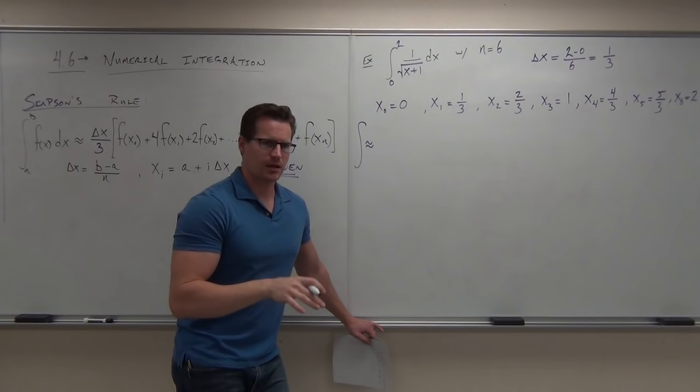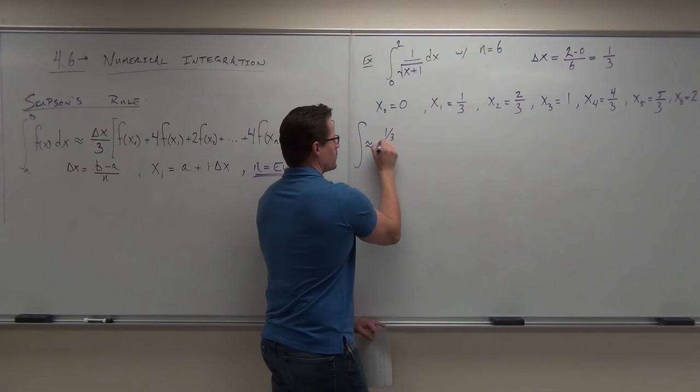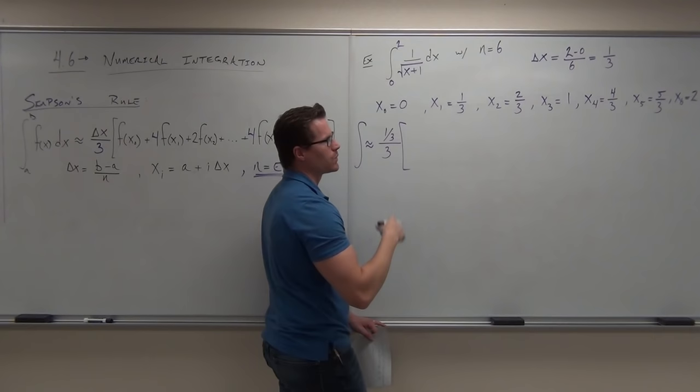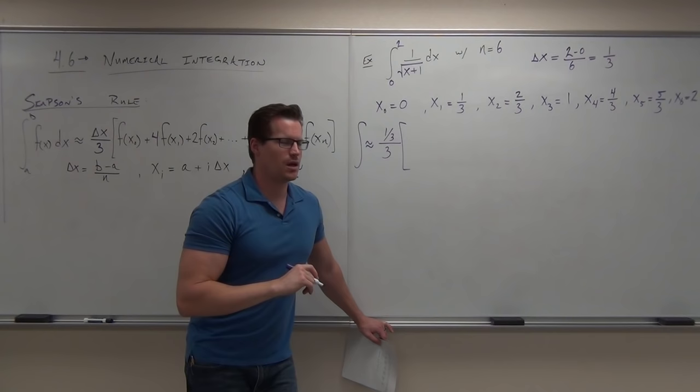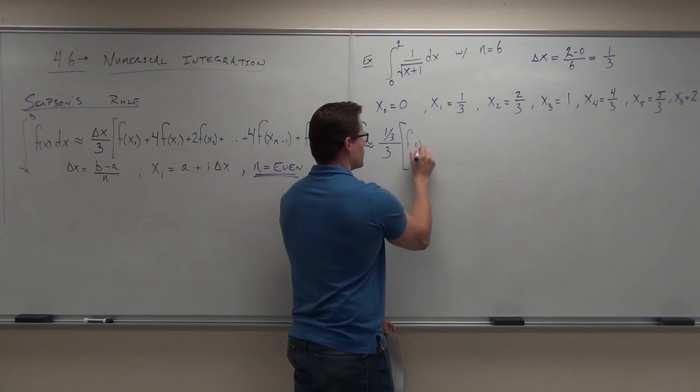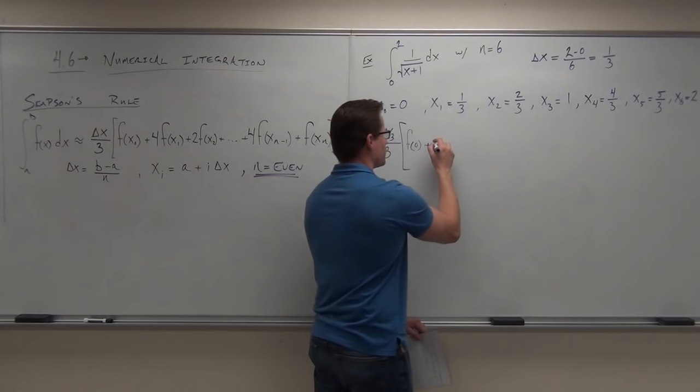How much is delta x? One-third. We divide it by what, people? Three. Very good. And then we have this whole sum. How does it start? F. Let's do the f's. F of zero, very good. F of zero. Then we add, what's the next thing? Four. Starts with a four. Four times f of what?